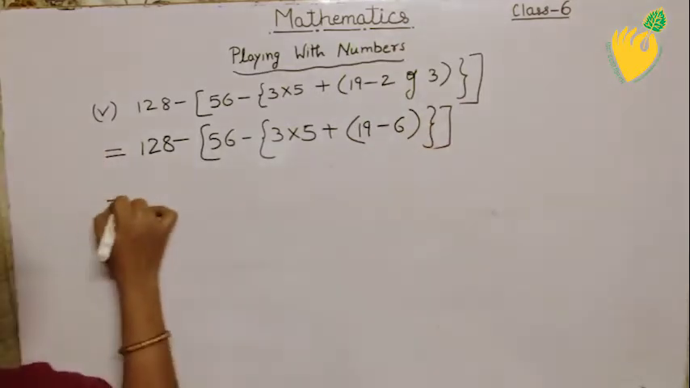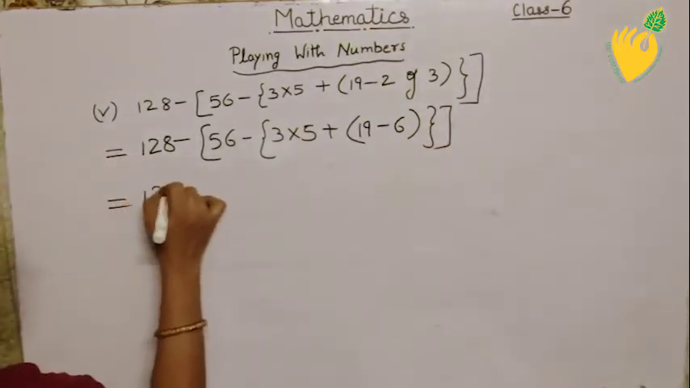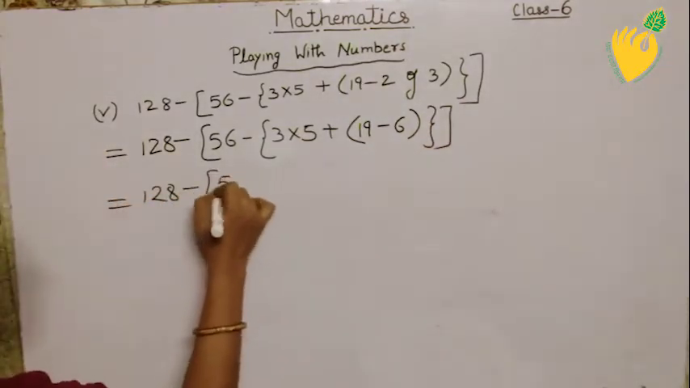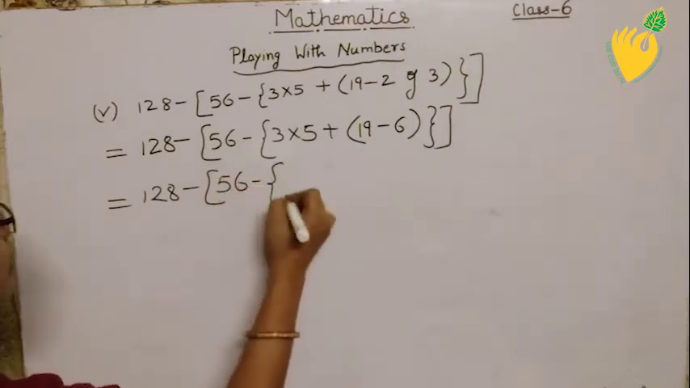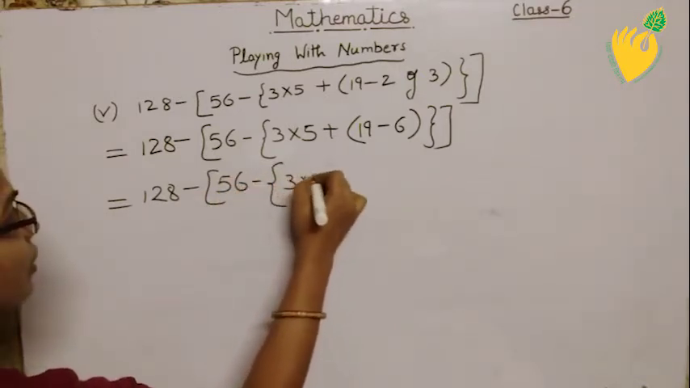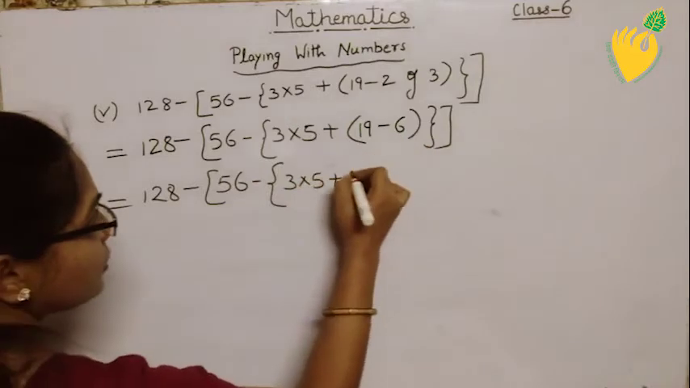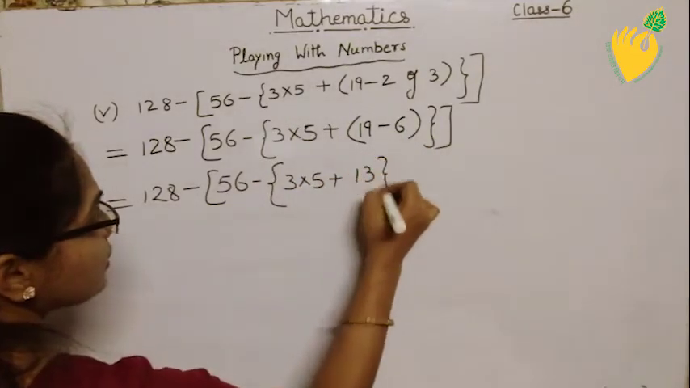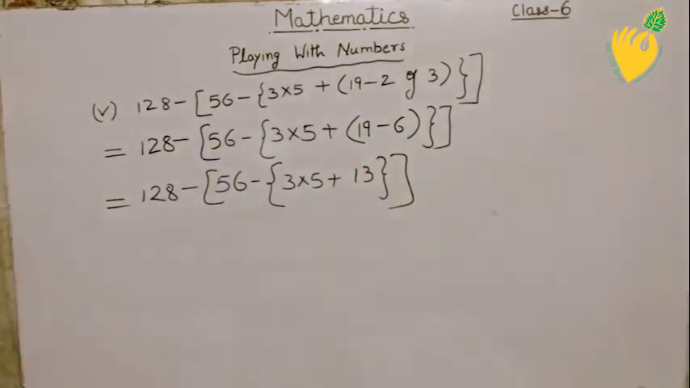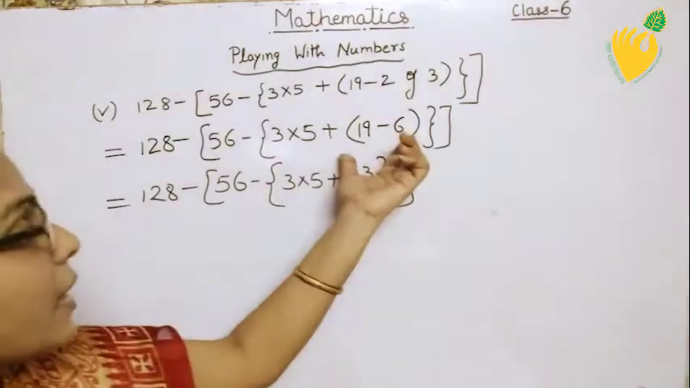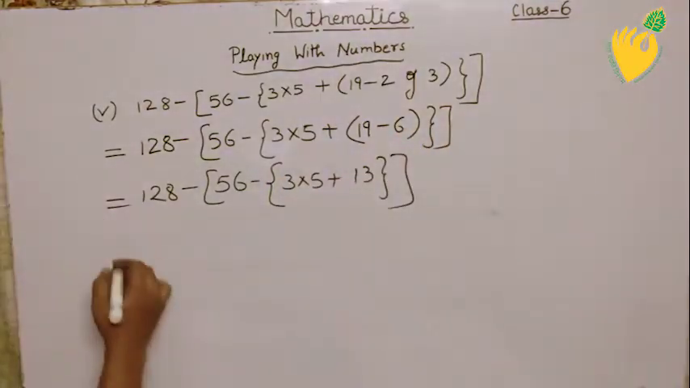Now 128 minus 56 minus 3 into 5 as it is, now this is 13. 19 minus 6 is 13. Now the common bracket is removed.